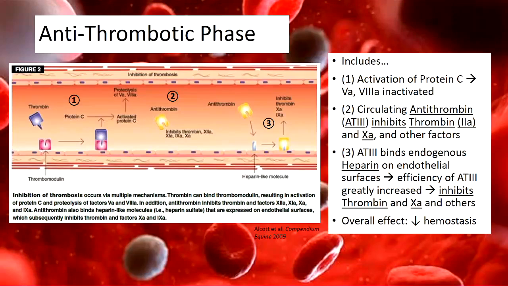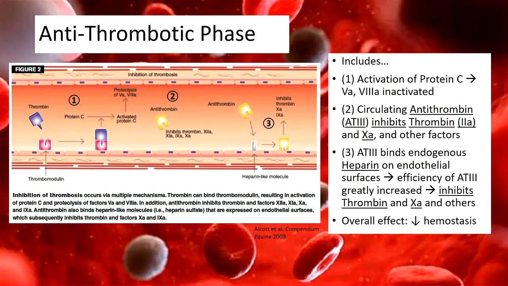All right, now we're on the antithrombotic phase. Now we want to kind of slow down blood clotting. The big thing that does that, there's 3 different things that play a role. The one we're going to focus on is antithrombin 3. That's floating around in your bloodstream, and it inhibits thrombin, the activated factor 2, and also factor 10A and some other factors.